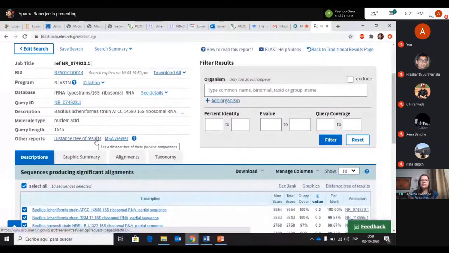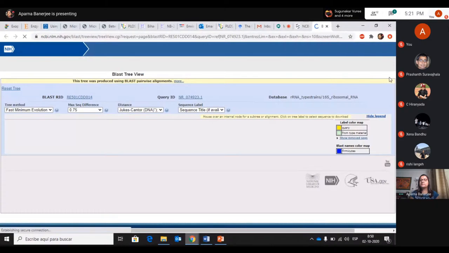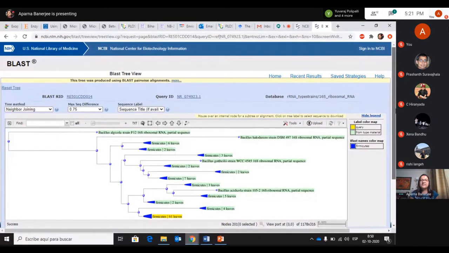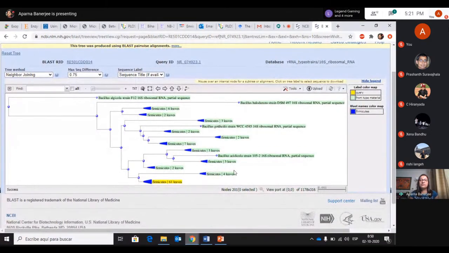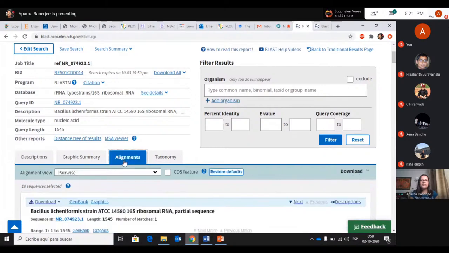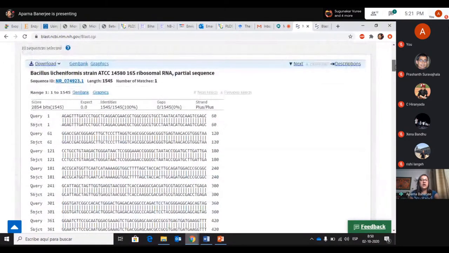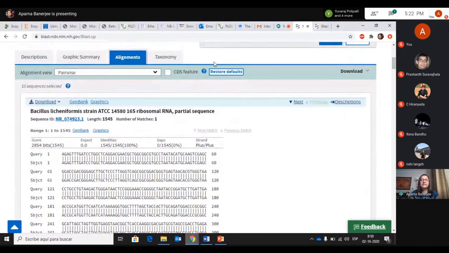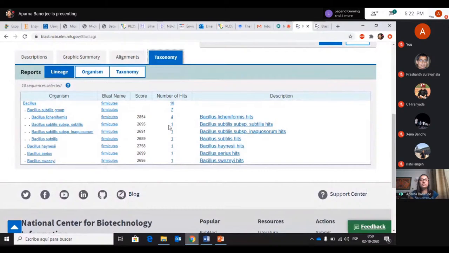And if we go here, to the distance tree of results, it will open one tree. And look, here we can also change how it will look and we can change the colors. This will show us which is the most similar to it, so we can understand which bacteria we are seeing and how this bacteria is related to other relevant strains. We can see the alignment here, look how they have aligned our query bacteria with the subjects. It's also showing which is similar, and this group of Bacillus is called Firmicutes.